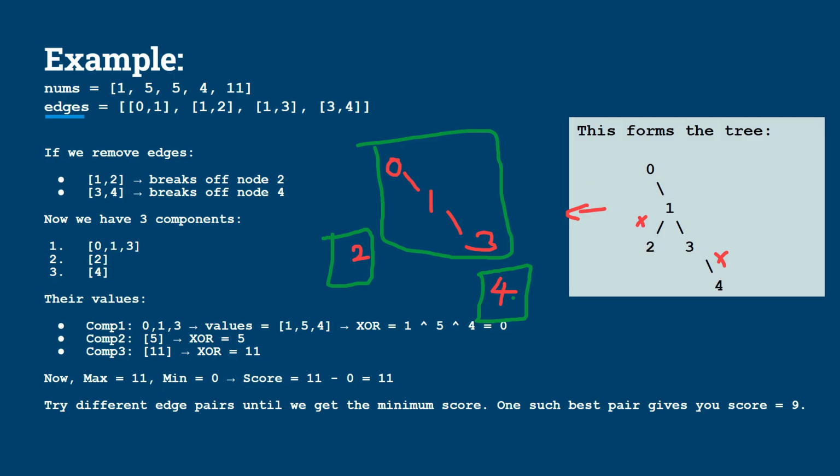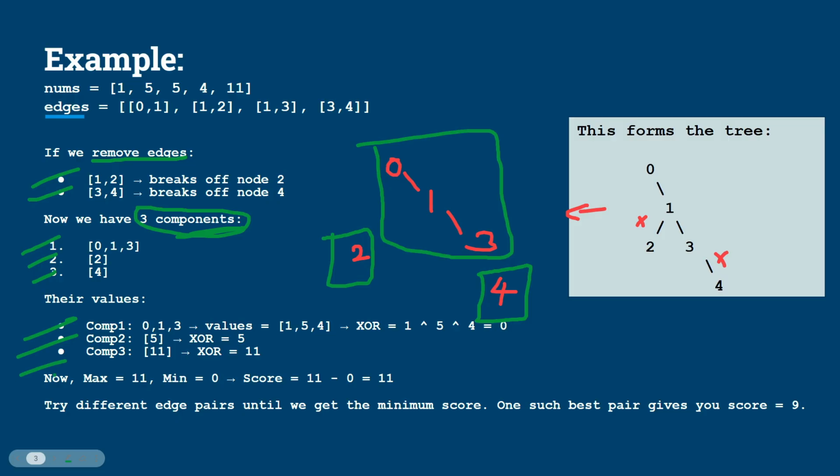If all these 3 are not connected, how many components do we have? 1, 2 and 3. That is why I am saying we have 3 components. What are the components? 0 1 3, 2 and 4. So this problem says that we remove 2 edges and we build 3 components. And once you build these 3 components, you have to compute the value, right?